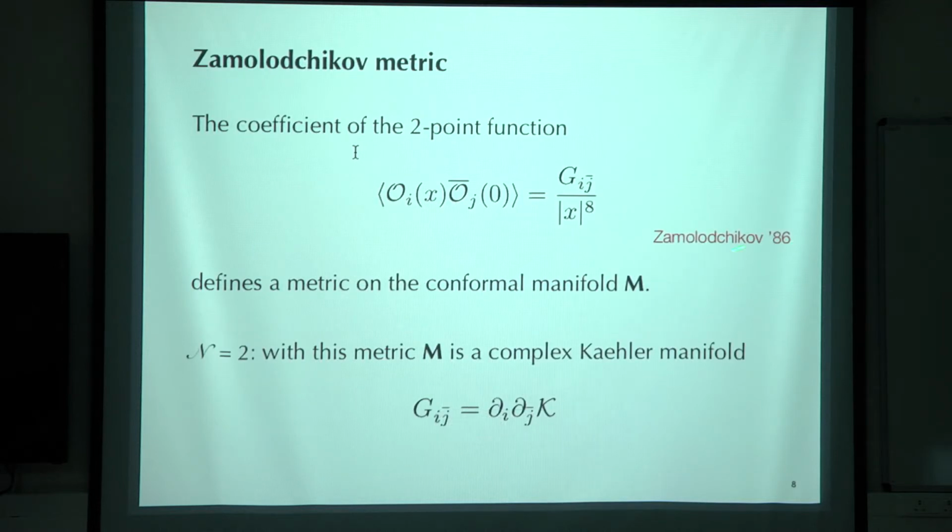Now, as we know from Zamolodchikov, when you have a conformal manifold, you can use the exactly marginal operators to define a natural metric on this manifold. This is called the Zamolodchikov metric. In this particular case, the only 2-point function that is non-zero is one between a holomorphic O and an anti-holomorphic O. So you get these quantities, and that defines a natural Hermitian metric on the superconformal manifold. In fact, with N=2 supersymmetry, it turns out that this metric is a Kähler manifold. In other words, G_{i j-bar} is given in terms of two derivatives of a scalar function, the Kähler potential.